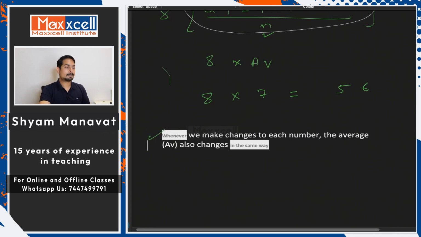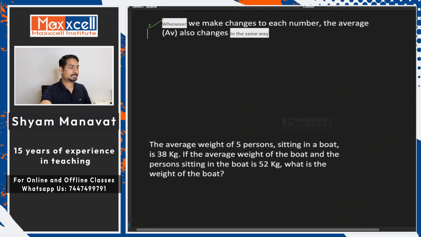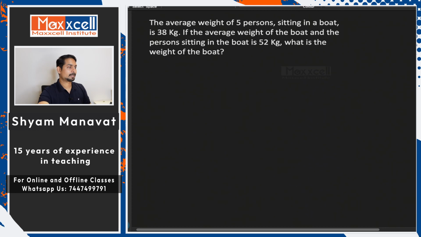All right. Okay, let's see what the next question is. The average weight of 5 persons sitting in a boat is 38. If the average weight of the boat and the persons sitting in the boat is 52, what is the weight of the boat?